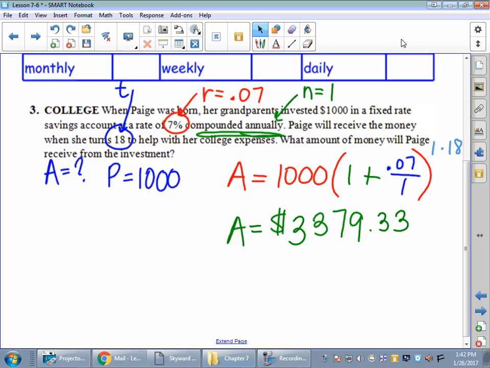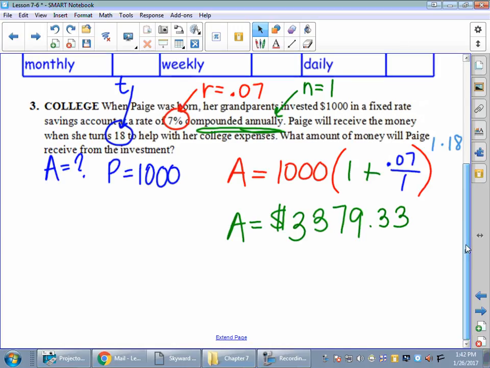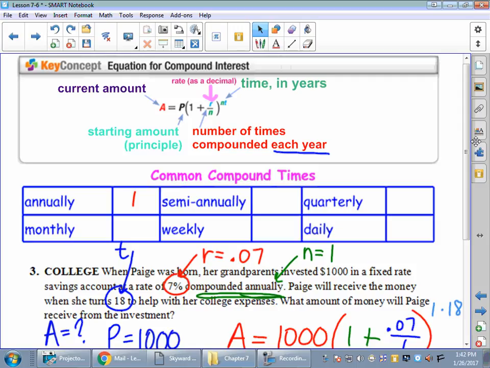So not too shabby. Her grandparents start out with 1,000. She walks away with $3,379.33. That's a long time to wait for it, though. So that's what compound interest does. This one's the trickiest of the formulas because of the R over N part. So we'll make sure that we talk about that and we'll do some examples together in class.